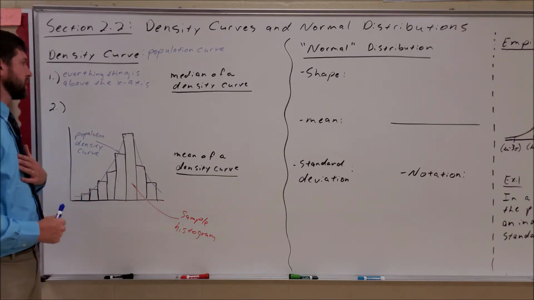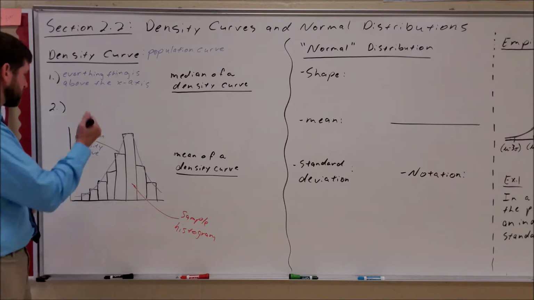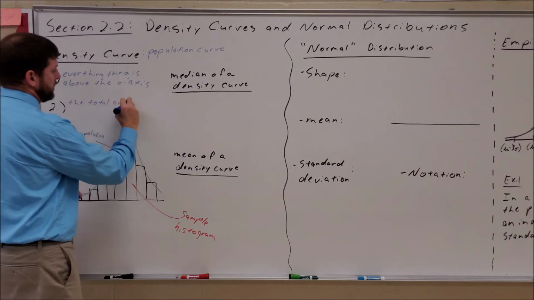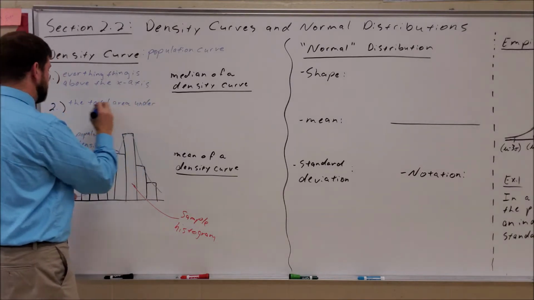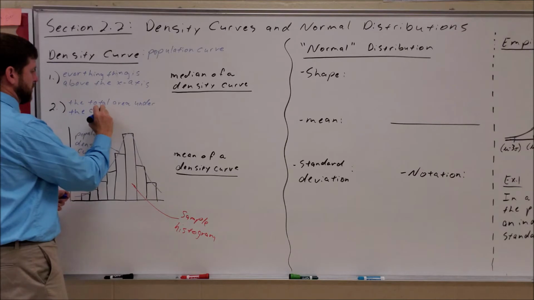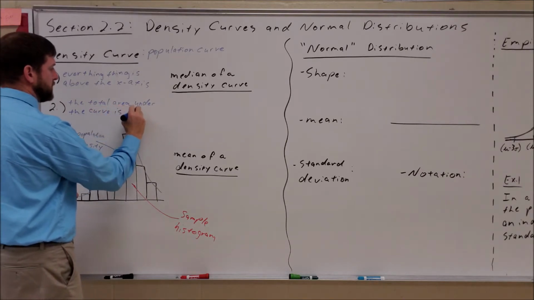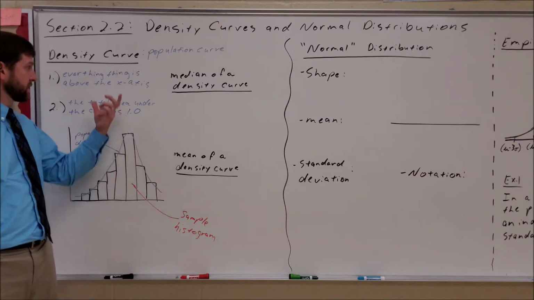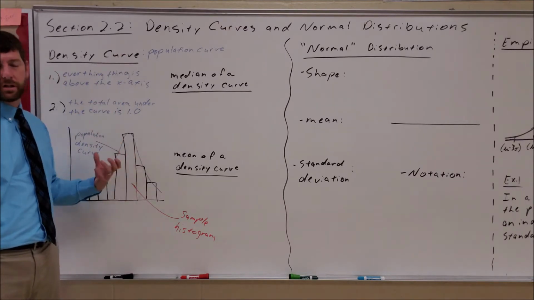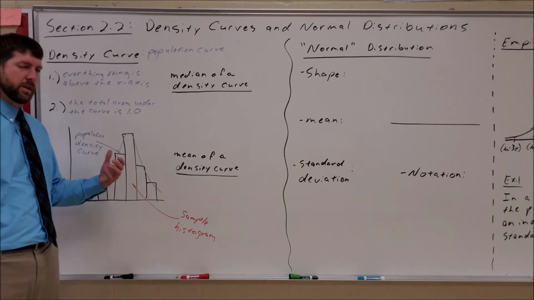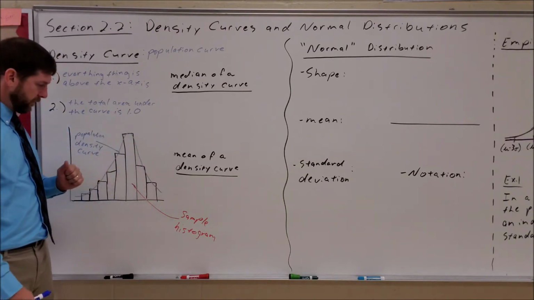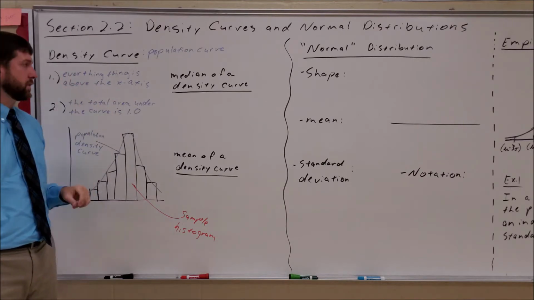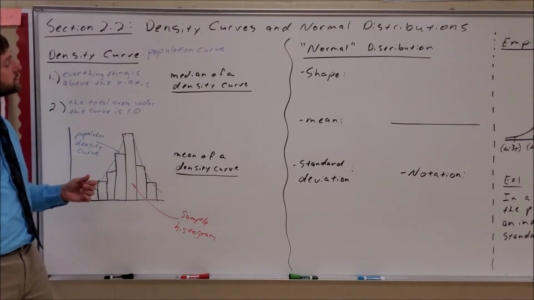So that's one characteristic of a density curve. The other characteristic is the entire total area under the curve is 1.0. And that comes back to the idea that, since it's a population, we need to show 100% of the possible outcomes, 100% of the possible measurements that we got from that population. So those are a couple of rules for density curves, or population curves in this case.